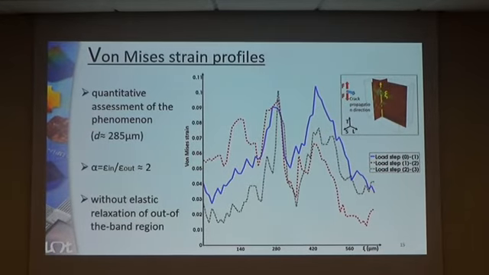If we plot strain profiles along the line that is positioned roughly 300 microns from the initial notch root, as is shown here, we obtain the strain profile shown here. The ratio between the strain level in the band and outside of the band is roughly 2, meaning that the part of the material outside of the band does not experience elastic relaxation. It also deforms, but with a strain rate that is lower than for the material that is in the band.